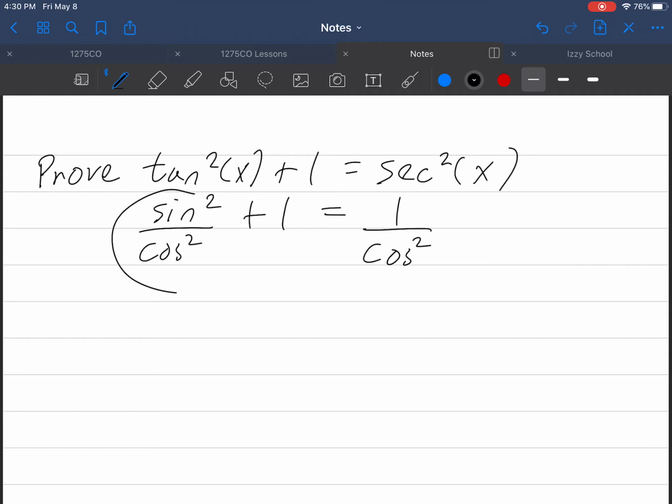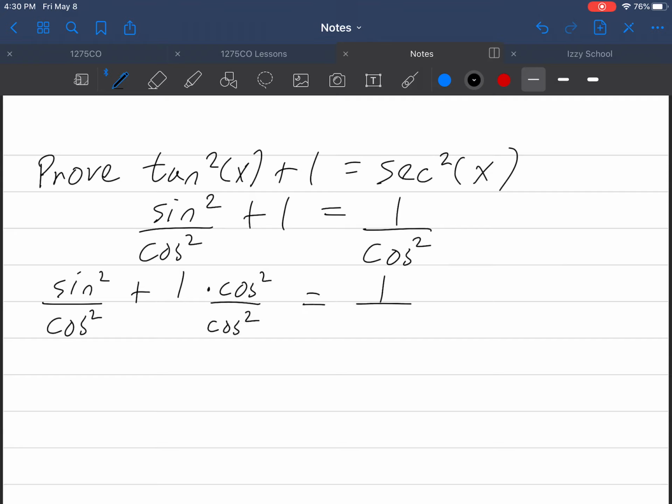So let's look at the left side. It looks a little more complicated because it has two things added together. Sine squared over cosine squared plus 1. Let's get a common denominator to add these fractions or these terms together on the left-hand side. That common denominator is going to be cosine squared.